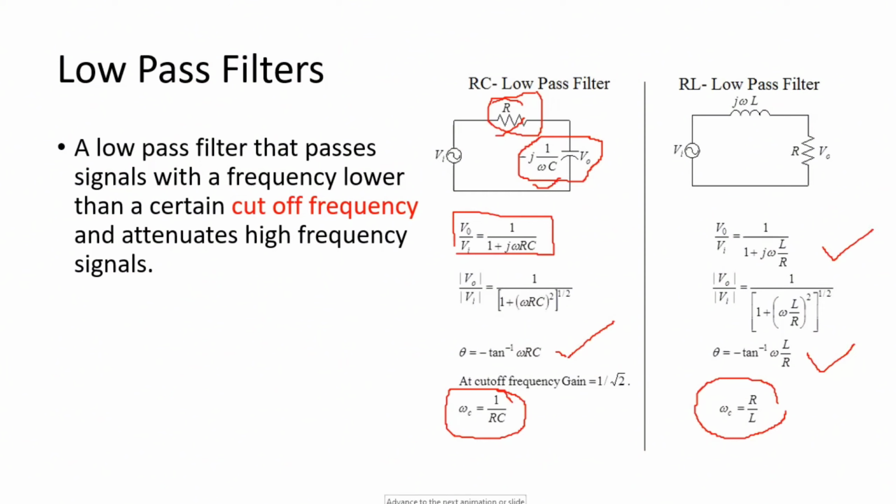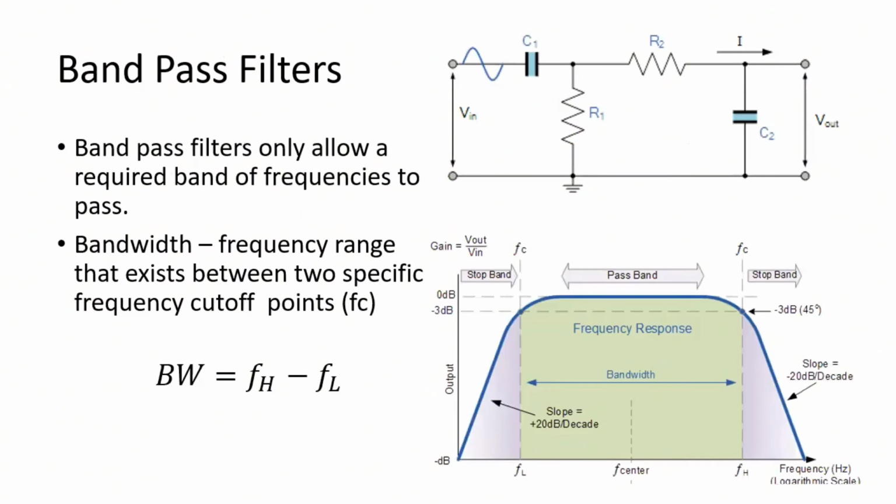Okay, so now we are moving to the band pass filters and the band stop filters. Band pass filters are only allowing the required band of frequencies to pass, while others are attenuated. If you want to get the bandwidth of this circuit, we need to have a higher cutoff frequency and a lower cutoff frequency. The difference between the two will give the pass band.